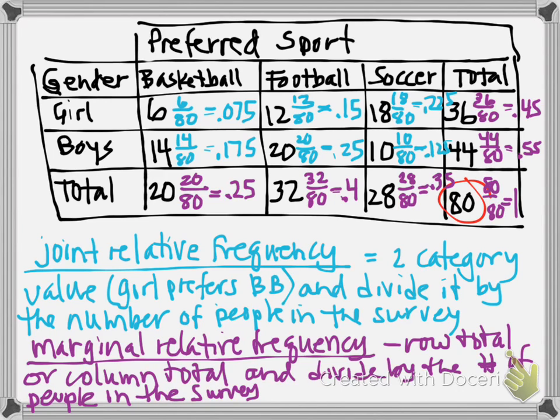So here's a question based on now having done joint relative frequencies and marginal relative frequencies. I'm going to ask a question where the actual number is not in there. Okay? What percent of the boys prefer basketball or football? What percent of the boys in this survey preferred basketball or football? And how would you come about this answer?